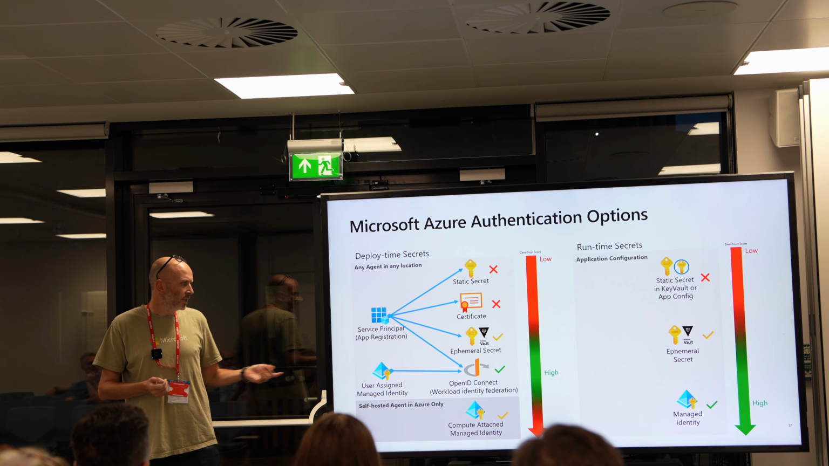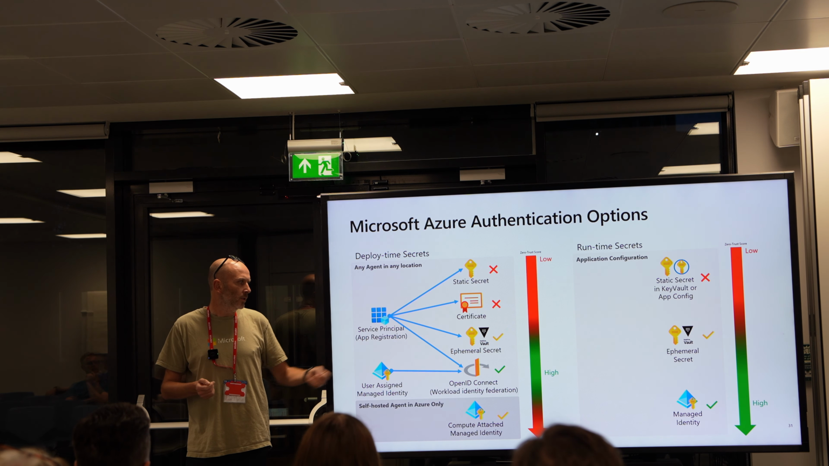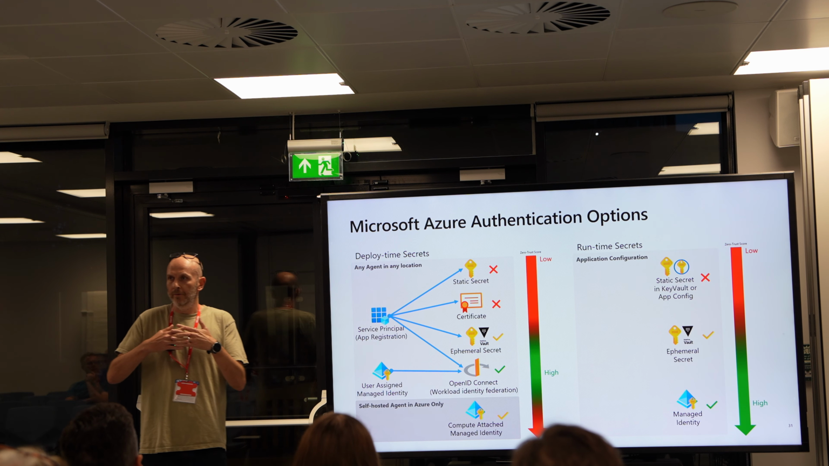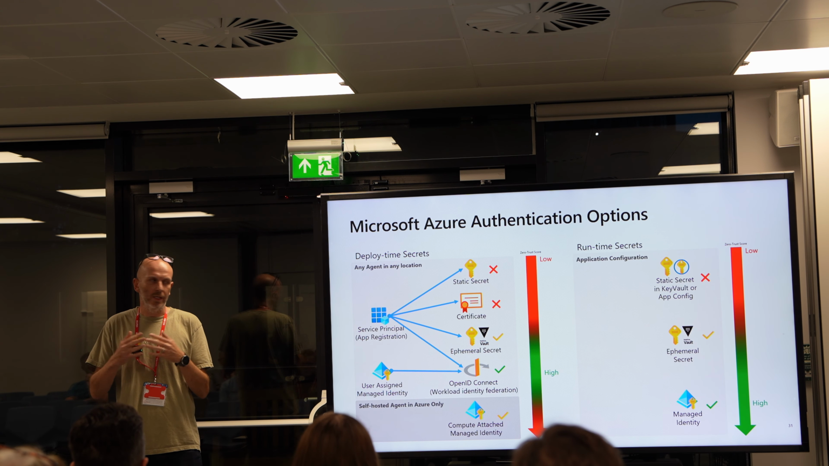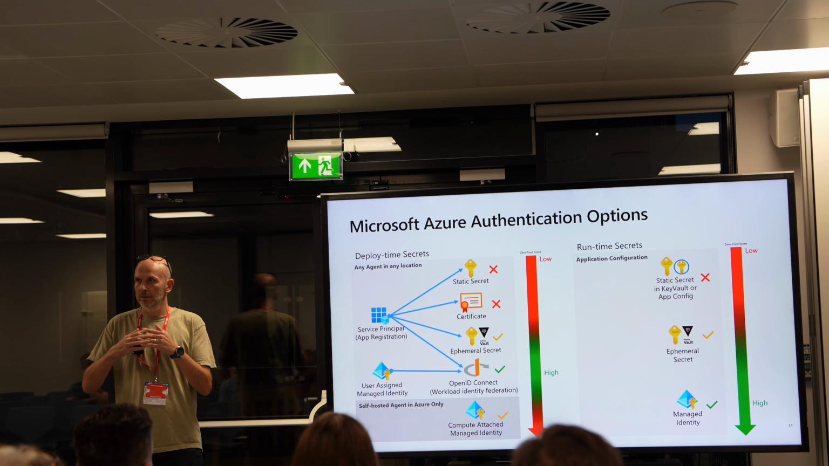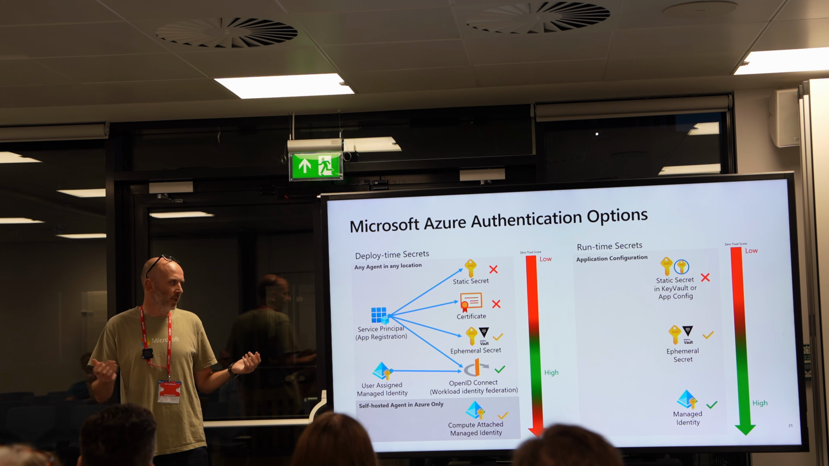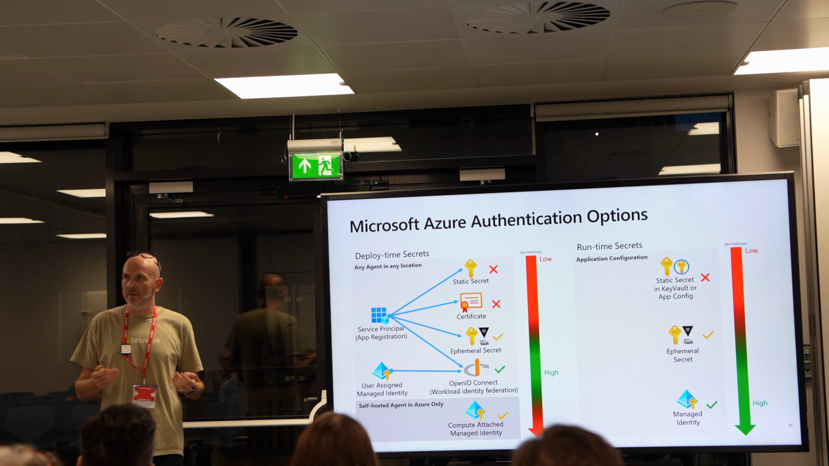So with OpenID Connect, Workload Identity Federation, you basically build a trust between, if you're using Azure DevOps or GitHub or GitLab or whatever it might be, you build that trust in advance, and then that gives it the capability to get an access token.